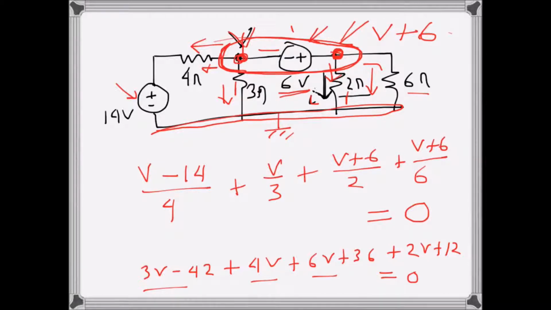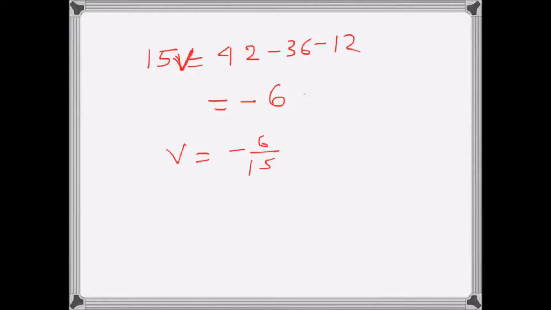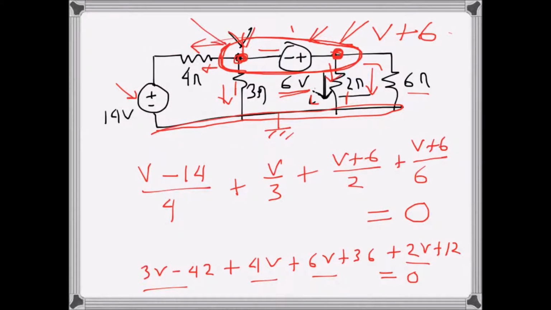So we have 3V, 4V, 6V, and 2V, so 7, 13, and 15 volts. And on the right hand side we can take 42 minus 36 minus 12, which is minus 6, 15V, sorry, 15V, because that's V, not V1. So V becomes minus 6 over 15, which is minus 0.4 volt. So that is the voltage of this node.